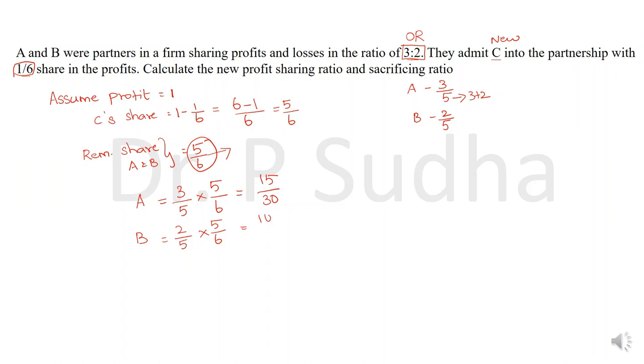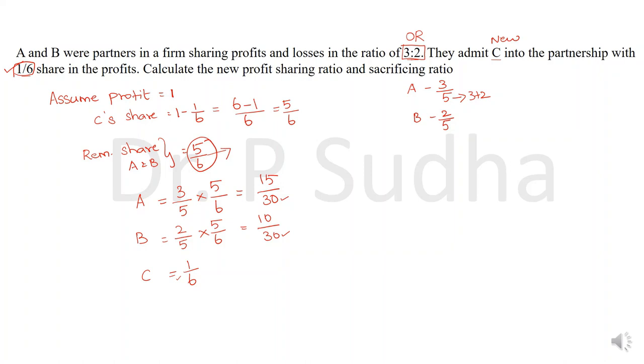5 into 2, 10. 6 into 5, 30. This is B's share. Now let us calculate the share of C. C's share is given in the question. He will share 1/6 of the profit. So 1 by 6. Here, look here, the denominator is 30 in both the cases. For A and B, the denominator is 30. So for C also, we have to bring the denominator to 30.